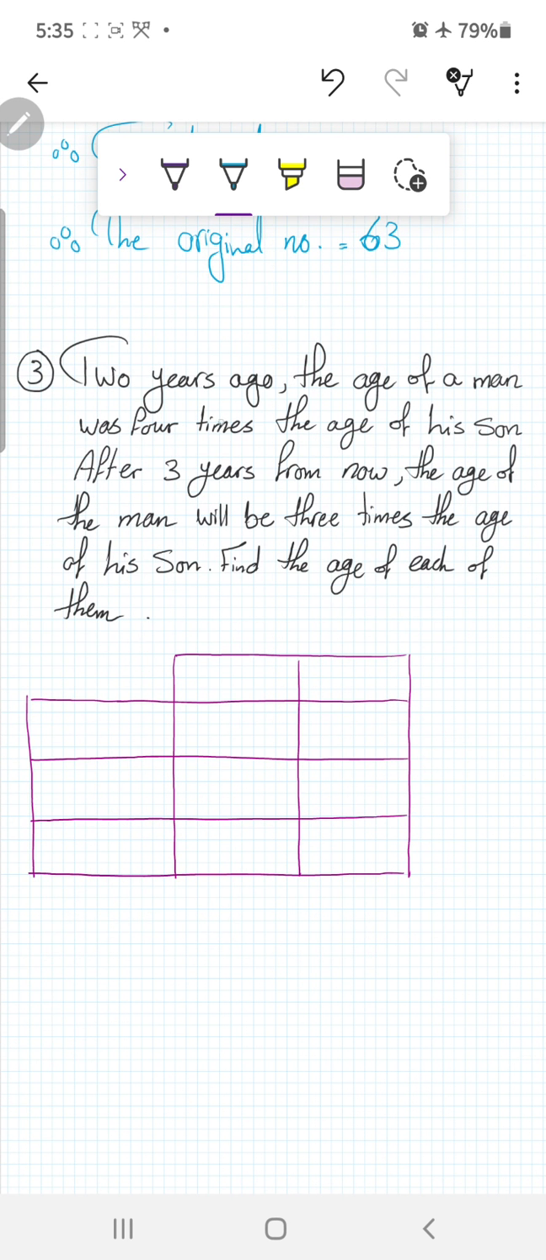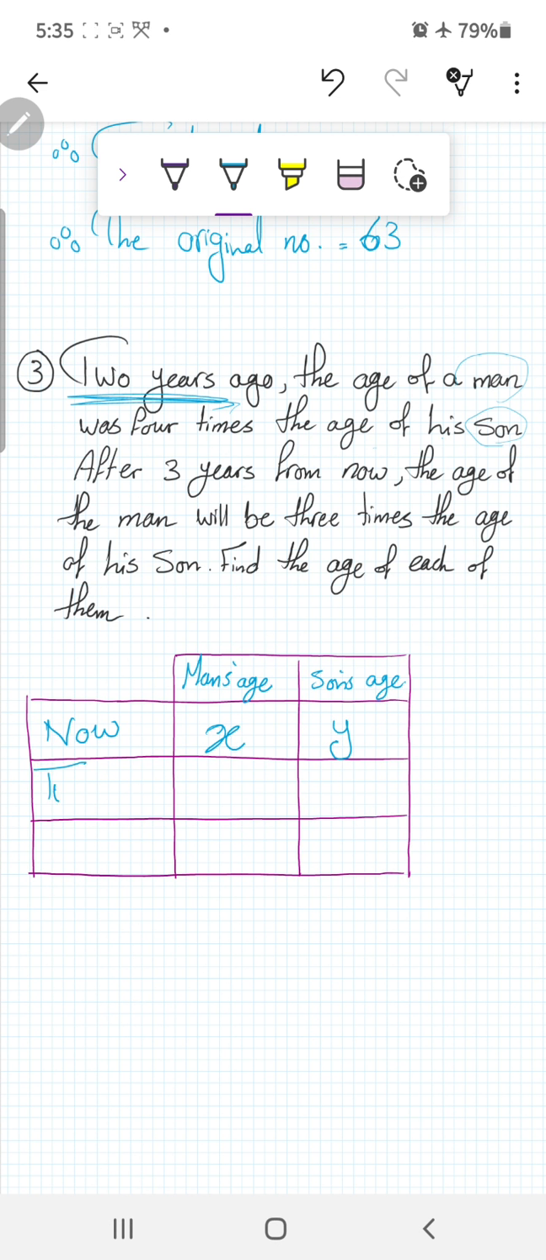2 years ago, the age of a man was 4 times the age of his son. So here we have the man's age and the son's age. So write in a table: man's age and son's age. Okay, here we have 2 years ago. So first write their ages now. Suppose that the man's age is X and his son's is Y.